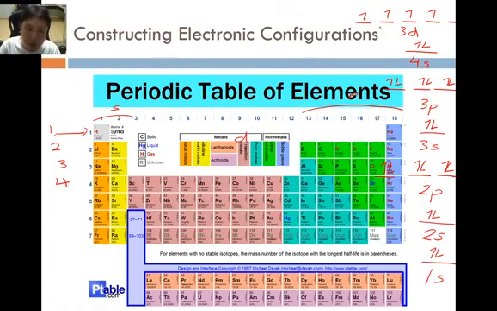Okay, so I'd just like to mention that the electronic configuration where there's 24 electrons, which is basically the atom of chromium, is actually not like that. What you actually do is promote this electron from the 4s orbital up to the 3d. So the idea is that half-filled d orbitals are particularly stable.